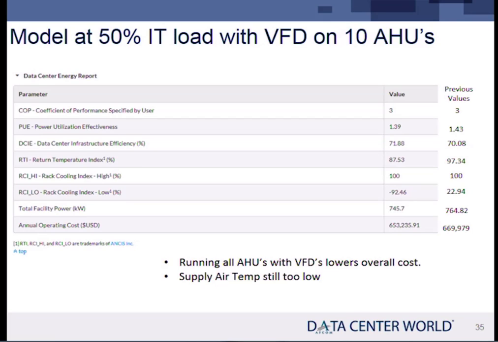Just like shutting units off is not as efficient as running them at low speeds. The first thing you think of is, let's turn these units off, we're not using them. But because of the fan law, numerically it's less energy to run them low than it is to shut them off. So better to run 10 at low speed than run 6 at a higher speed in this particular case.